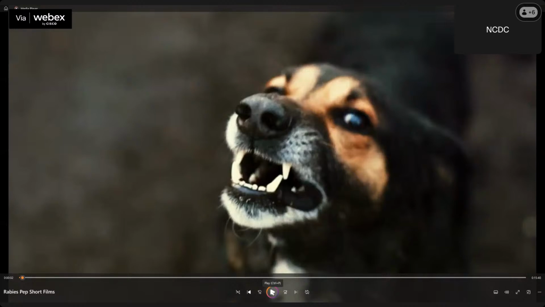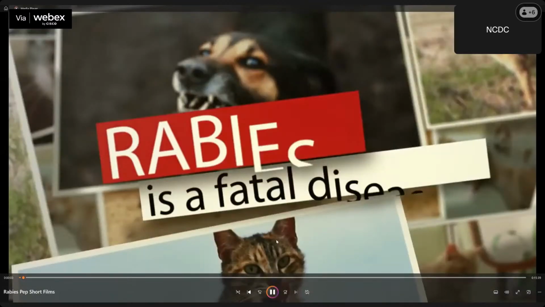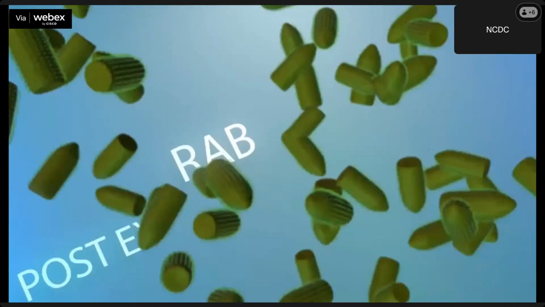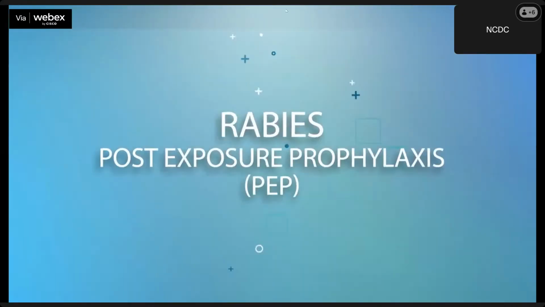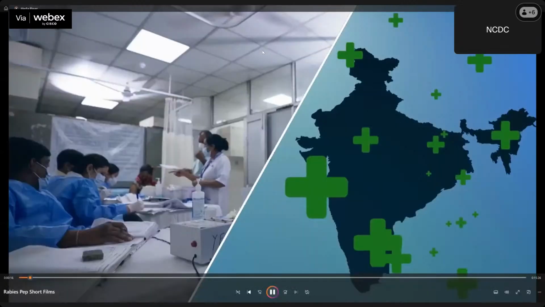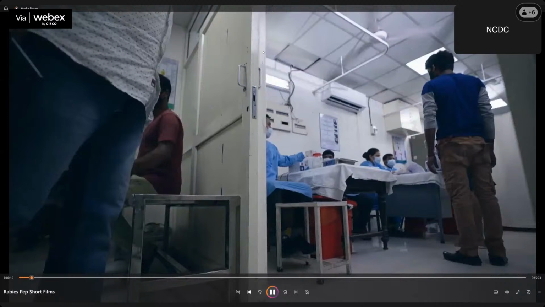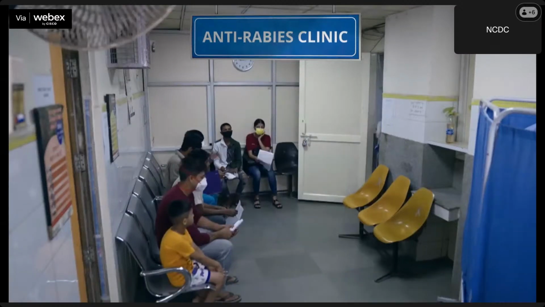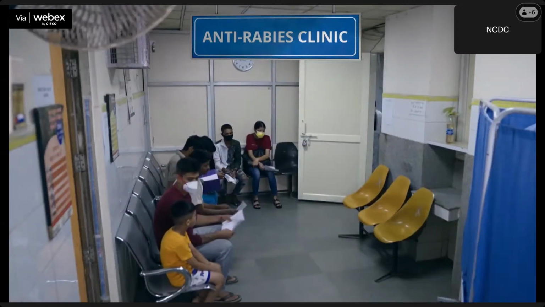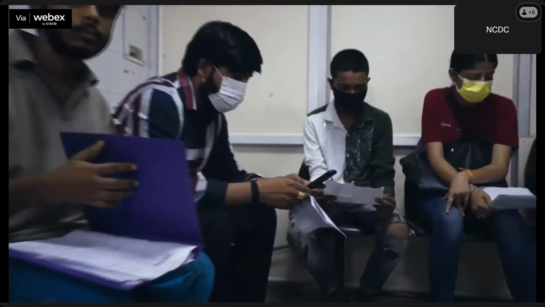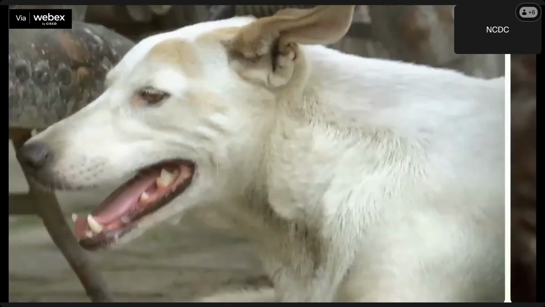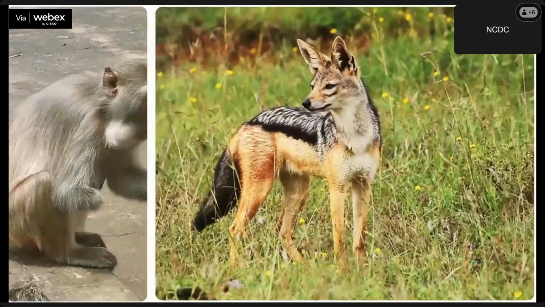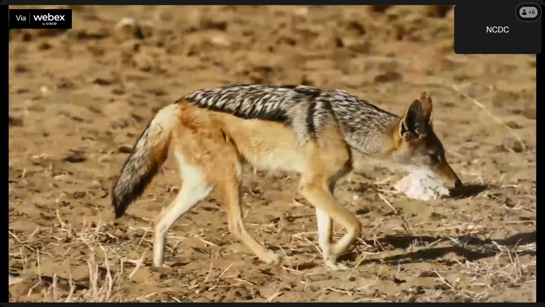Rabies is a fatal disease, but timely and appropriate rabies post-exposure prophylaxis or rabies PEP can prevent deaths due to rabies. In India, doctors and healthcare workers treat hundreds of patients every day in hospitals. Today is a usual day at the hospital, but the commotion here is at the anti-rabies OPD clinic where the patients with animal bite are waiting for treatment. Patients visit with different categories of animal bites, such as dogs, cats, monkeys, wild animals like fox and jackal bites in forest areas. Majority of the cases are due to dog bite.